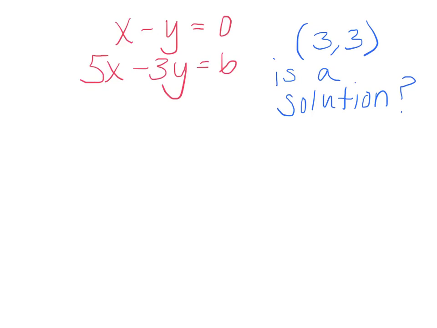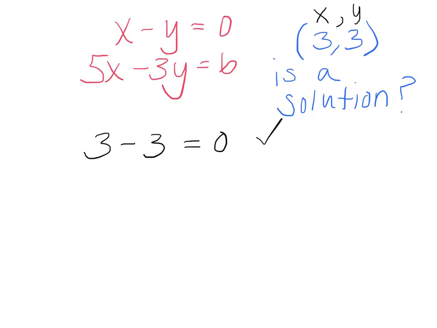So in order to do that, because you're given the point, you can substitute it in. So let's see. This point's kind of easy because they're both the same, but remember your x is your first value and your y is your second. It's alphabetical, x comma y. So using my first equation, x is 3, y is 3. Does that equal 0? Yes.